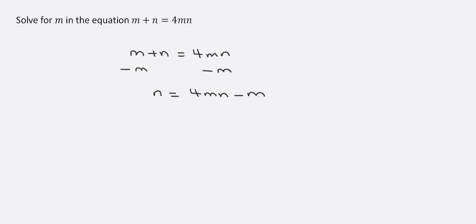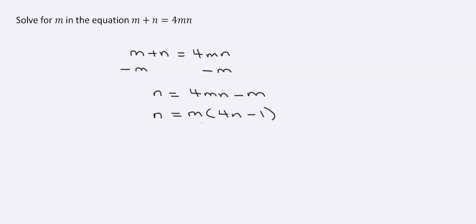Now here we have a common factor. So we can factor out m right here, and then we have 4n minus 1. The way I get that is I divide 4mn by m, which gives me 4n, and I divide minus m by m, I get minus 1. So now you can see n is equal to m multiplied by 4n minus 1.